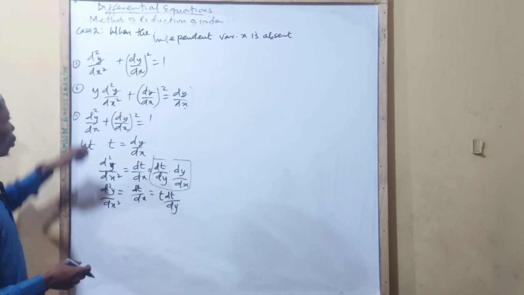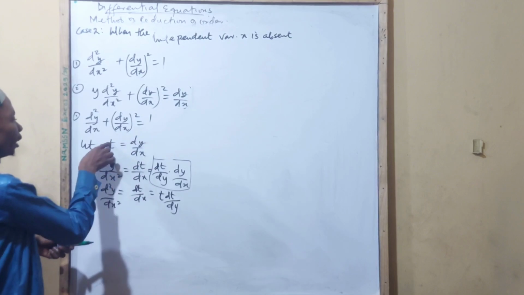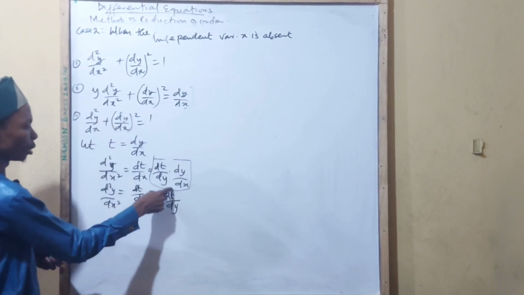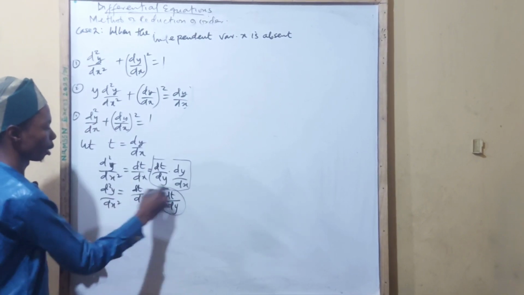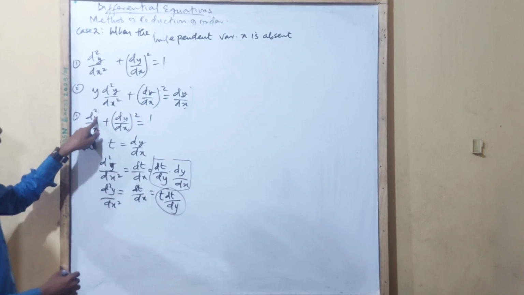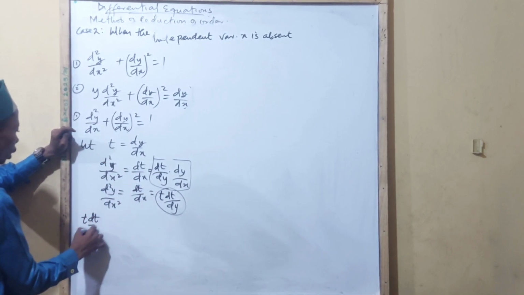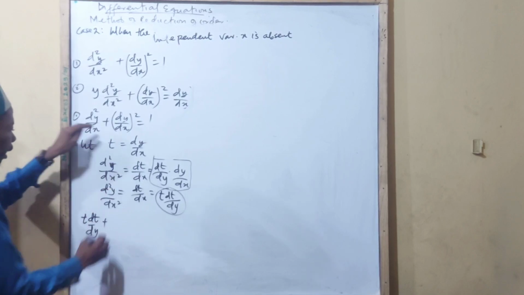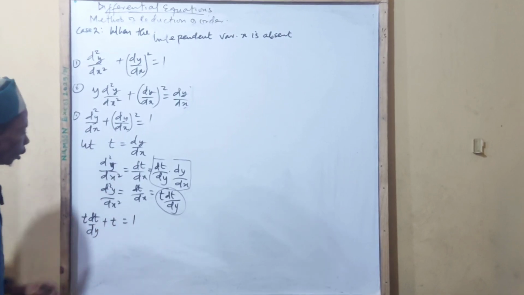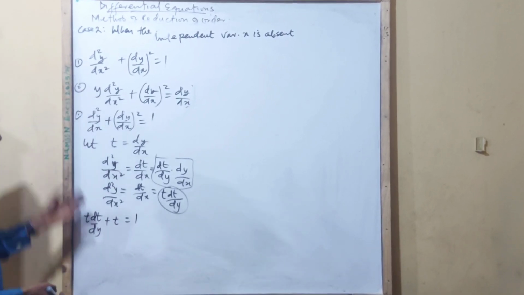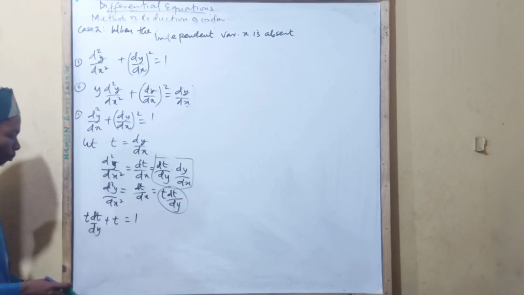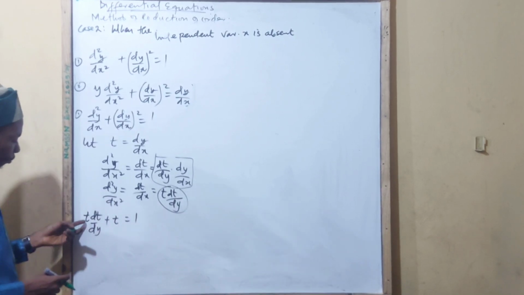So in that case now, substitute for dy/dx and d²y/dx² back into our differential equation. So if I substitute for d²y/dx², it will be t dt/dy plus dy/dx, which is t, equals to 1. You observe that from second order, we break it down to first order. How do I solve this?